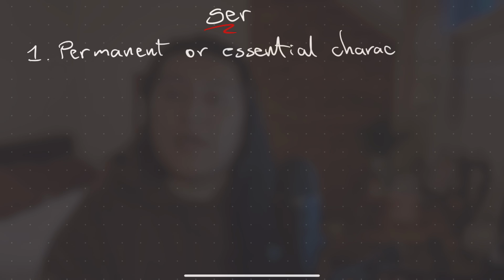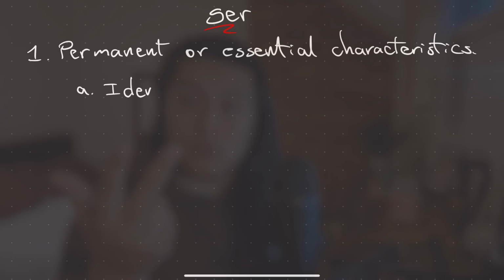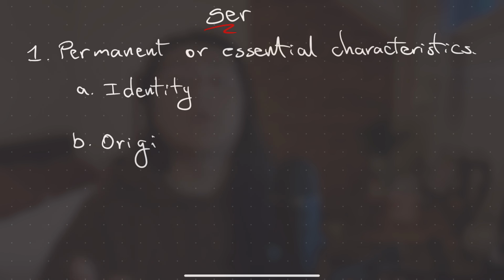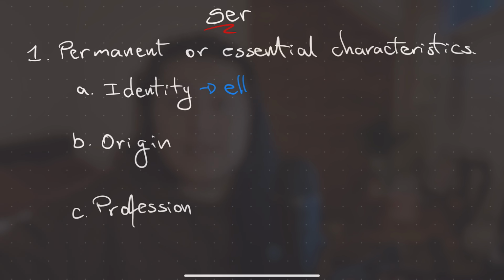So how do we use them, or when do we use them? So we have 5 different scenarios, 5 different types of situations, broadly speaking, where we're going to need them. The first one is going to be permanent or essential characteristics. These can be divided into 3: identity, origin, or profession. Identity. Ella es María. She is María. That's her identity. That's who she is.